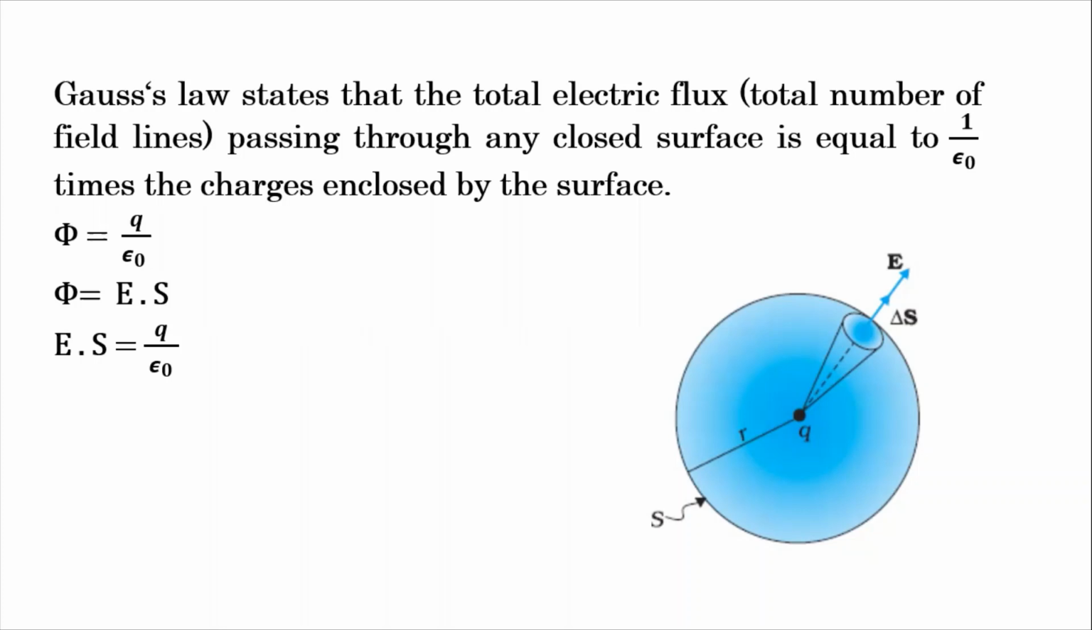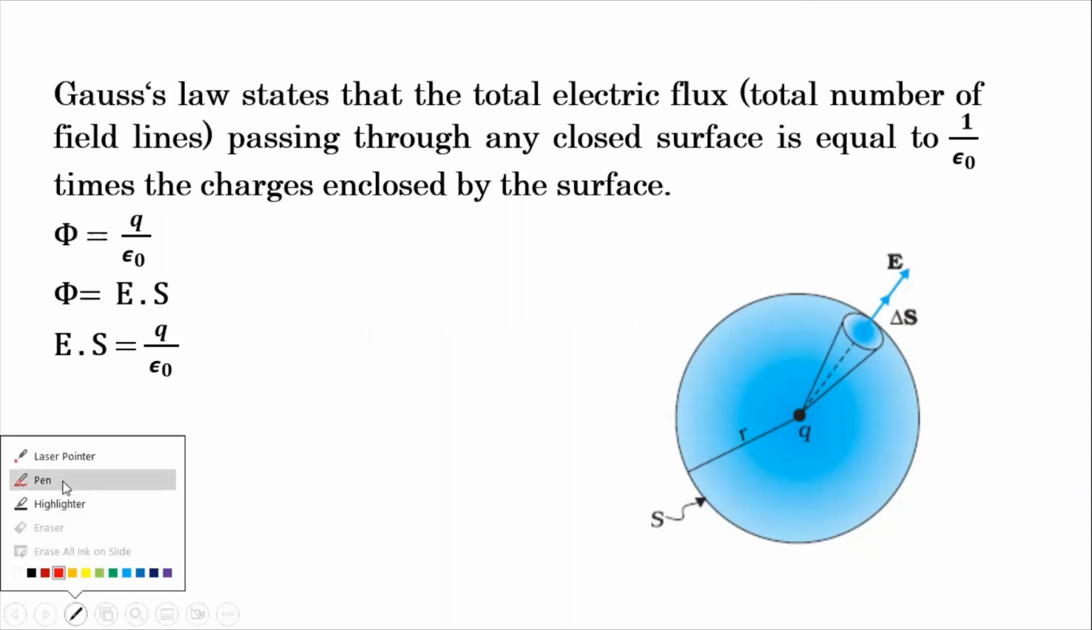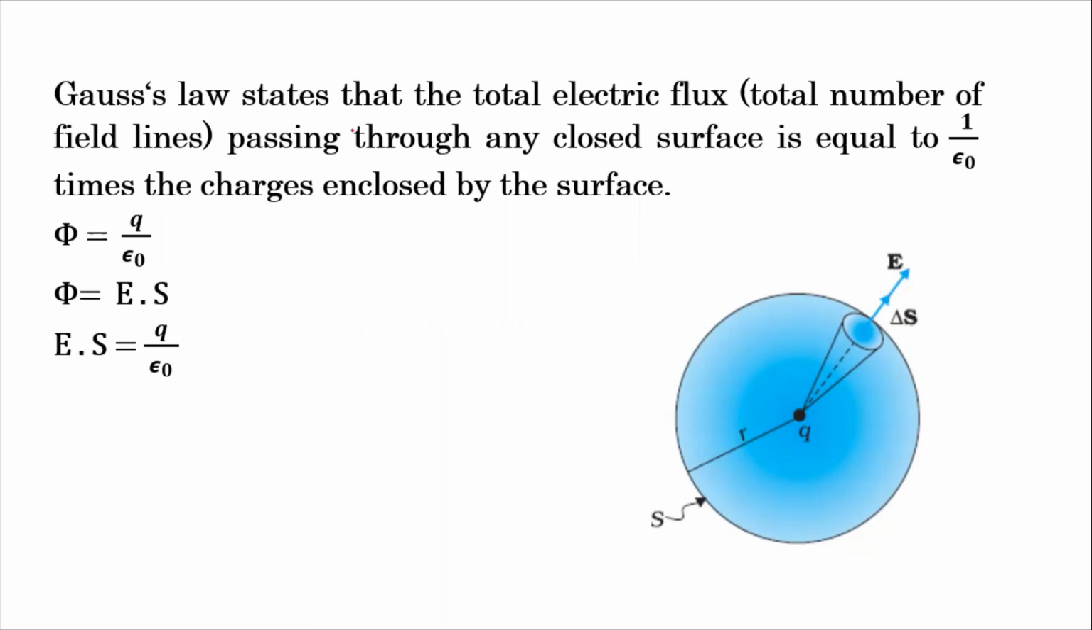After this flux was invented, many experiments happened with regard to it, and the famous scientist Gauss put forth a law which is known as Gauss law. So we are going to discuss Gauss law today. This law states that the total electric flux passing through any closed surface, electric flux meaning the number of field lines, is equal to 1 by epsilon naught times the charge enclosed by the surface.